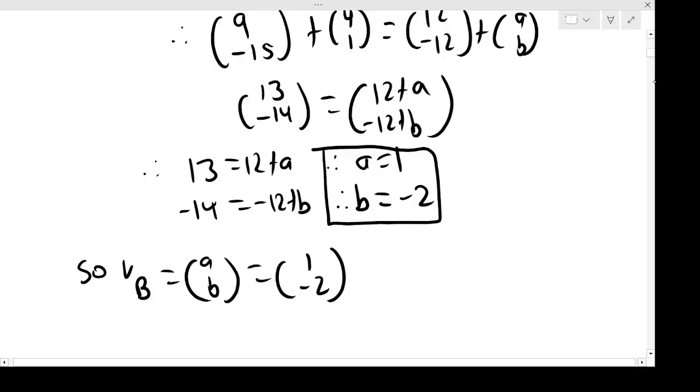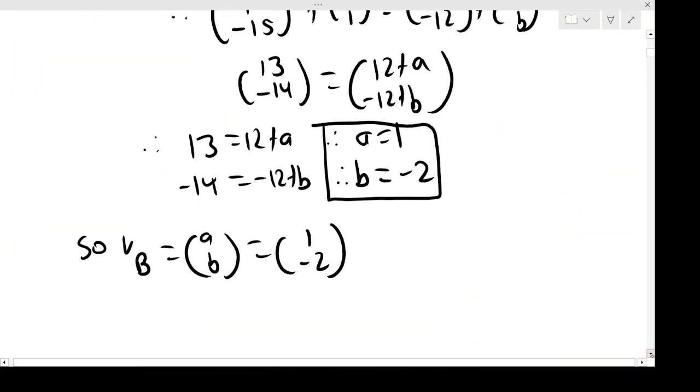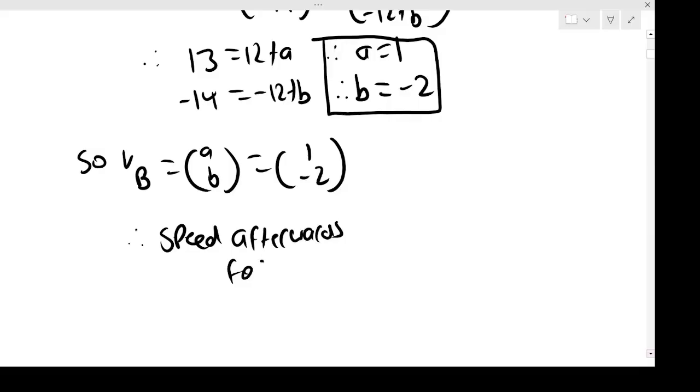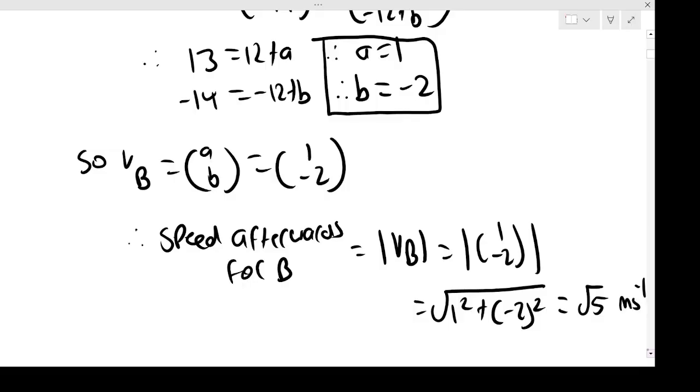And there we are. So it's asking again for the speed of B. So remember, speed is going to be the magnitude or the Pythagoras of the velocity. So the speed afterwards for B is going to be the magnitude of the vector 1 minus 2. And that's going to just be root 1 squared add minus 2 squared. And doing that will get me root 5. Okay, and that is my speed there.